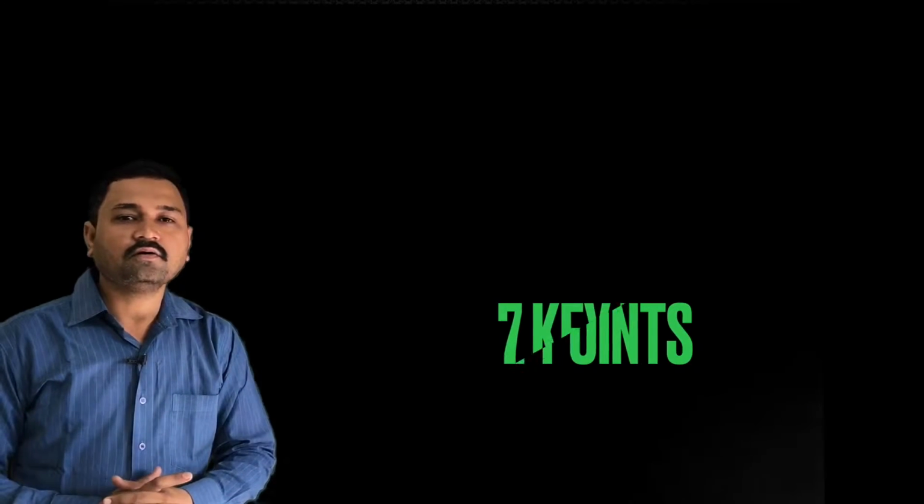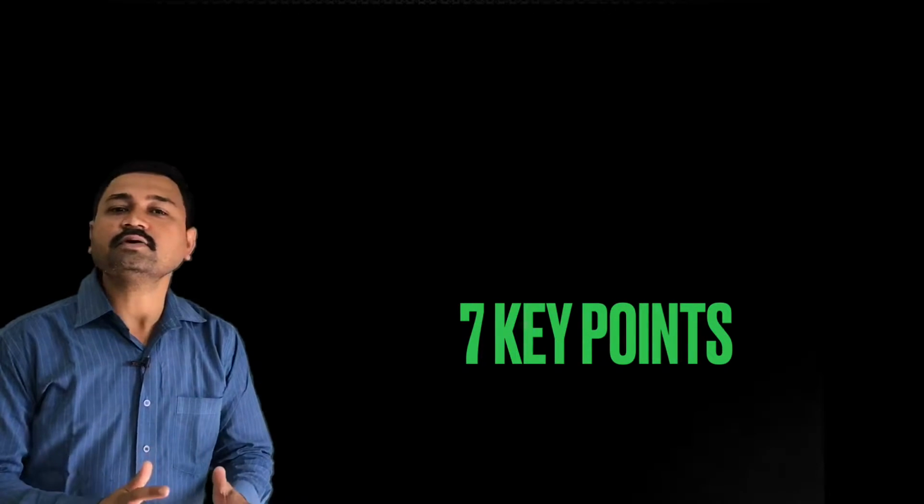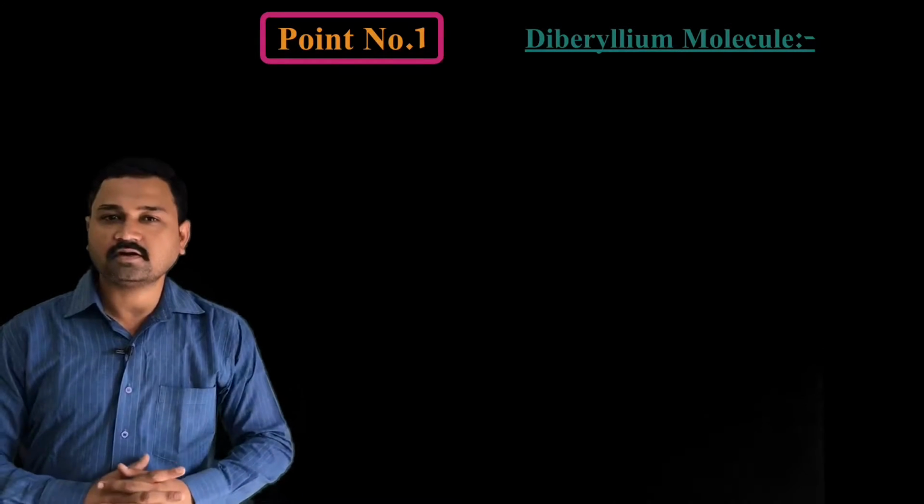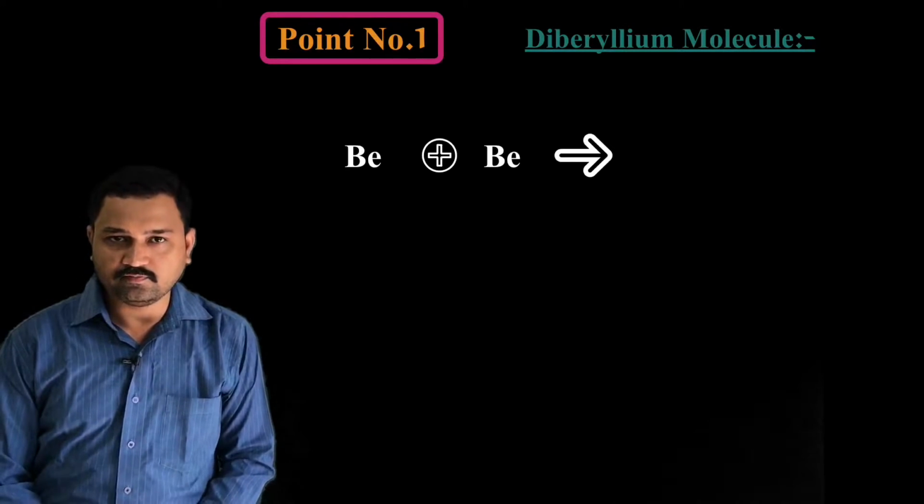So here we are going to consider 7 simple points by which we can easily explain the formation of the beryllium molecule, or explain why the beryllium molecule is unstable in the diatomic state. So let's start with this video. Now let us consider point number one regarding the diberyllium molecule.